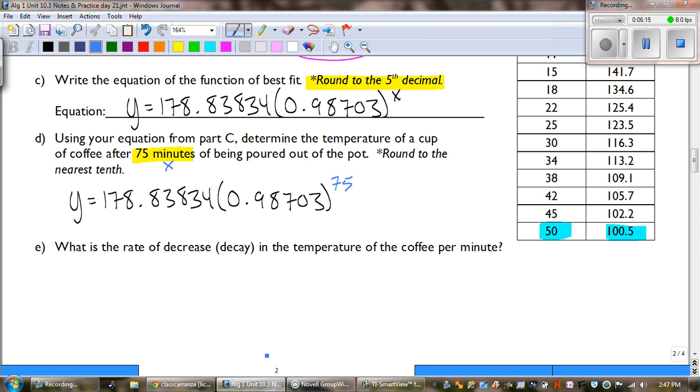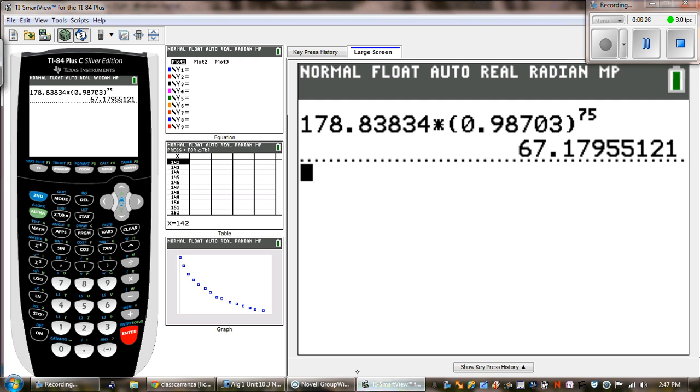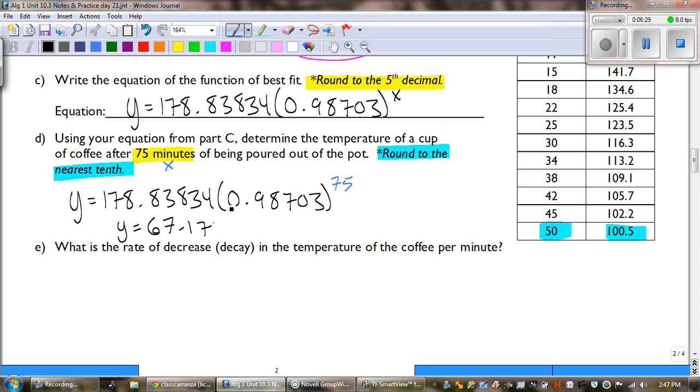It says to round to the nearest tenth. Okay. So, I'm going to write down that it was 67.1 what? 7. Okay. So, round up or down? 5 or more, raise the score. 4 or less, let it rest. So we would round this up, which means that y is equivalent to 67.2 degrees Fahrenheit. Okay? So there's our final answer.